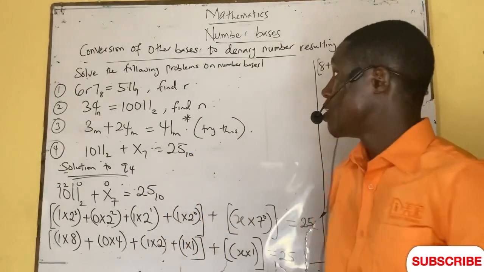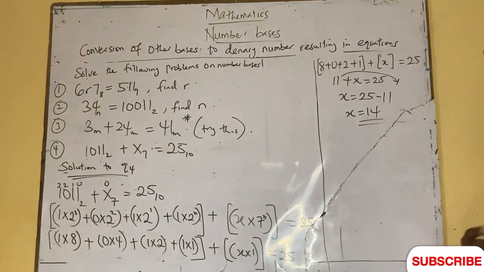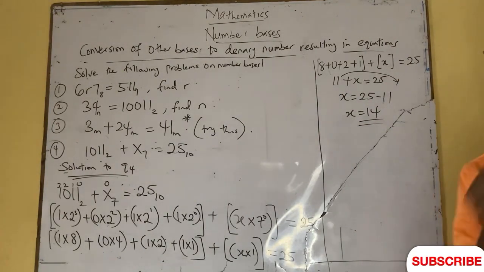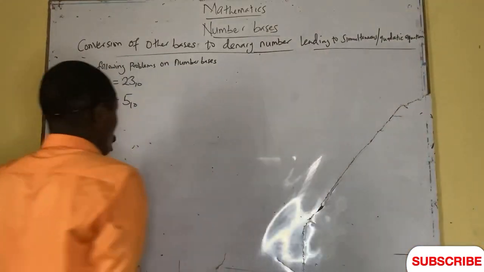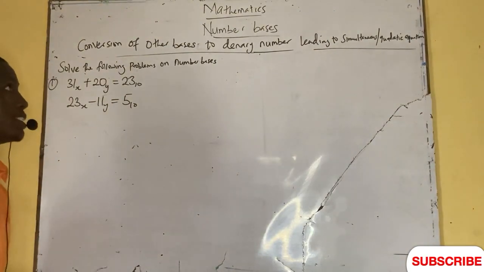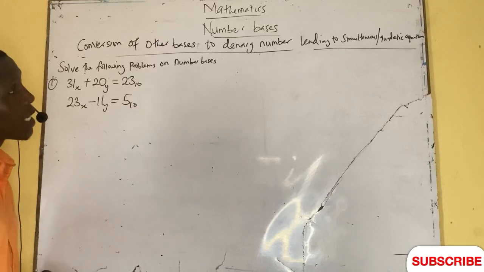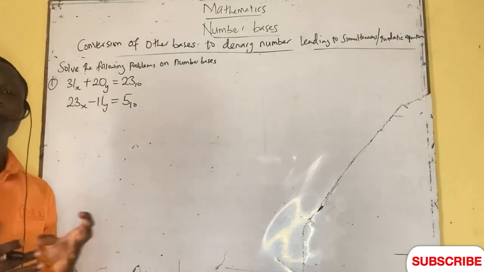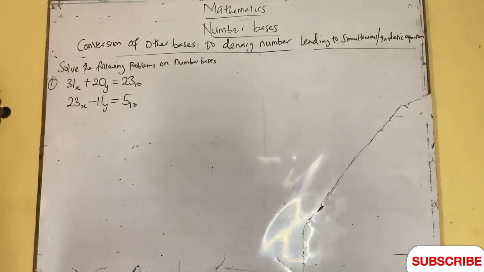Now let's go to conversion of other bases to binary, resulting in simultaneous or quadratic equation. Here we are still considering conversion of other bases to binary numbers, leading to simultaneous or quadratic equation. Now, how do we go about solving number bases that involve simultaneous equations?